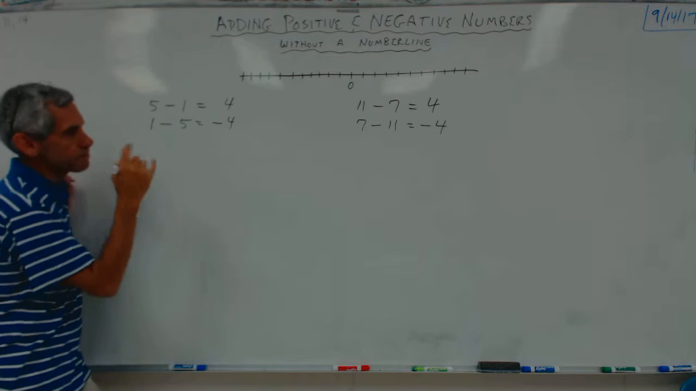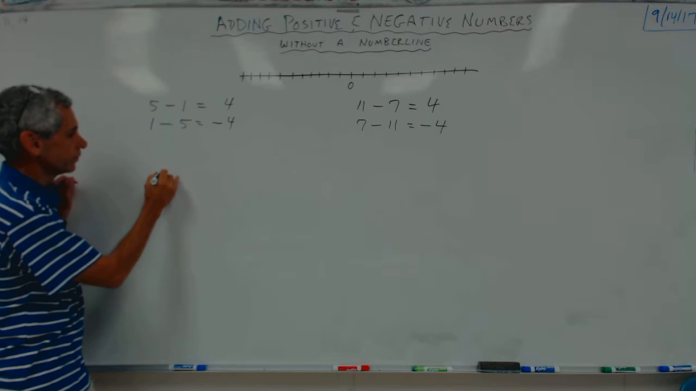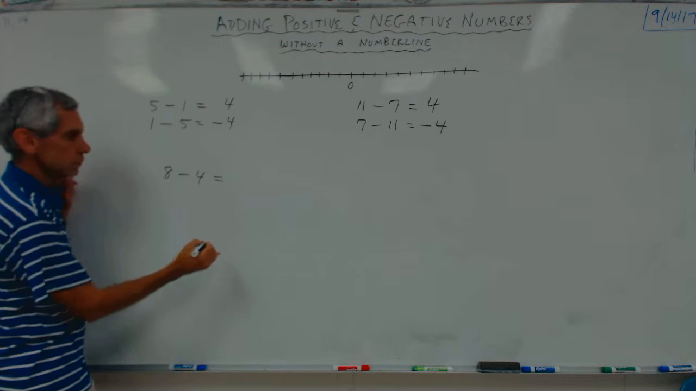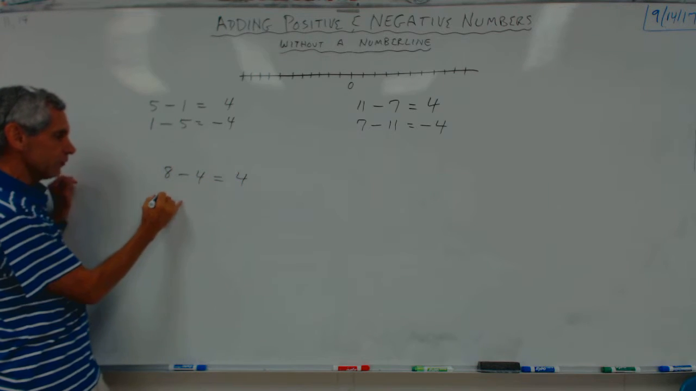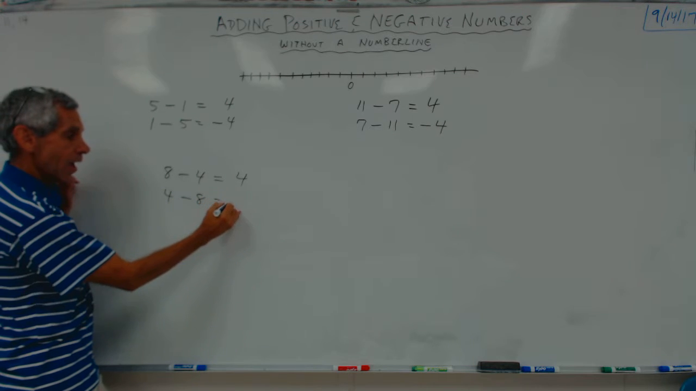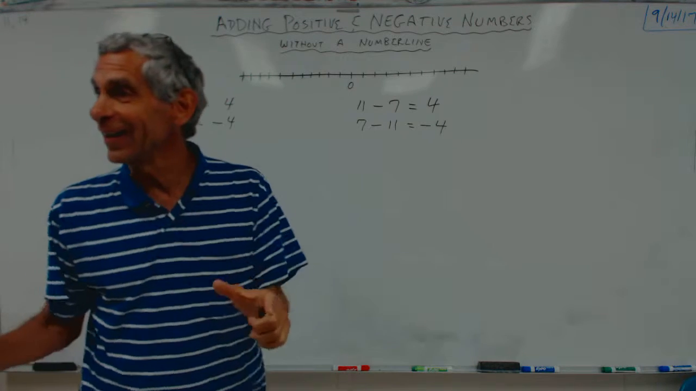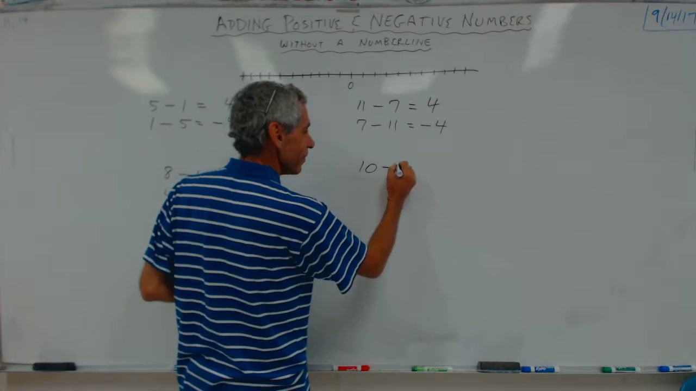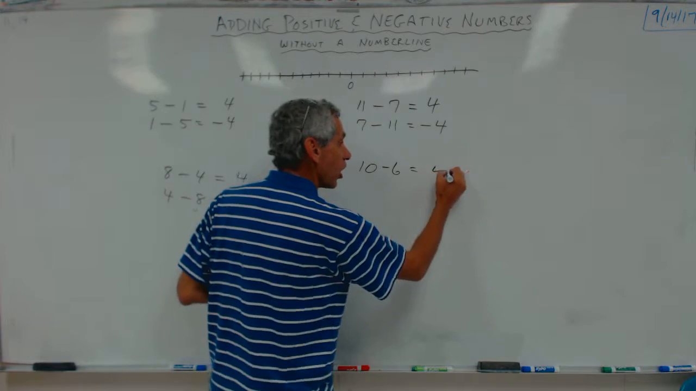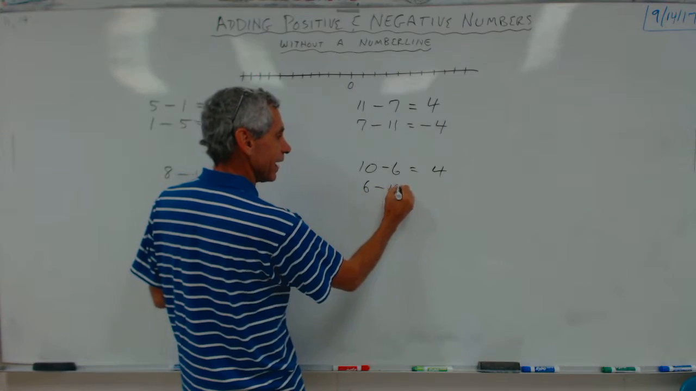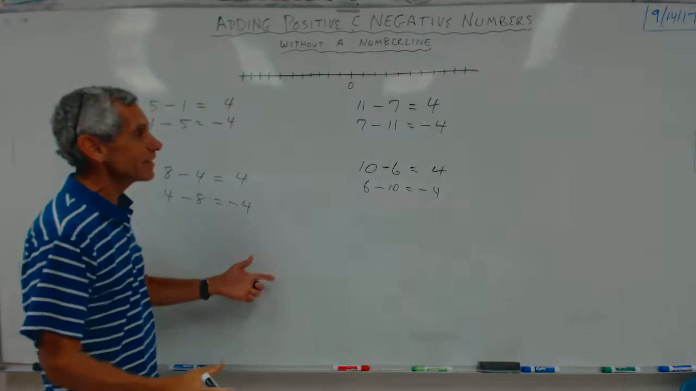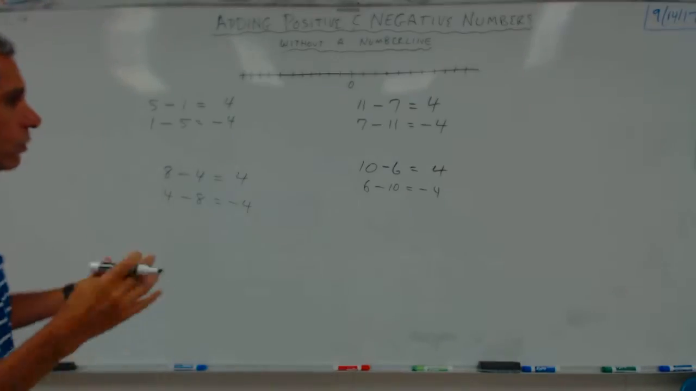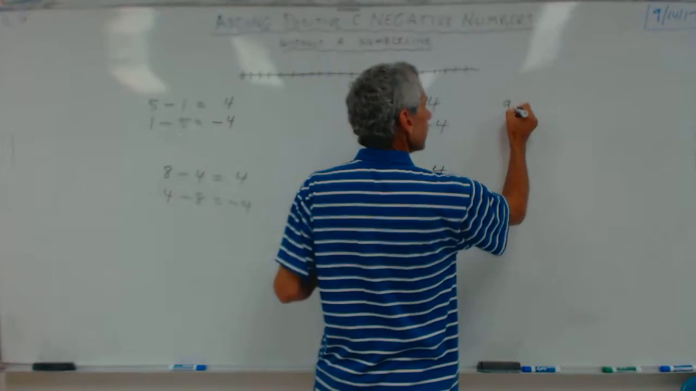How about 8 minus 4? 4. Oh, that's 4. Oh my God, what's 4 minus 8? Oh, this is so cool. I'm starting to think I'm seeing a pattern. This is really cool. I love this. 10 minus 6, what would that be? 4. Oh my gosh, 6 minus 10 is? -4. This is fabulous.